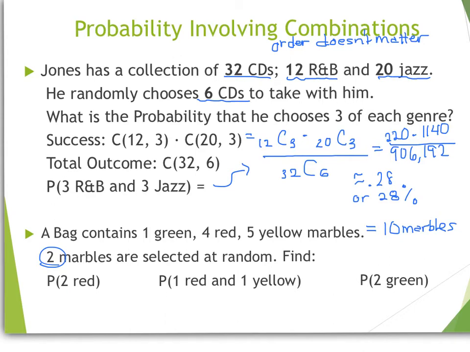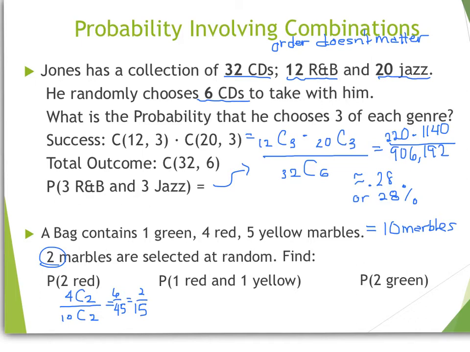So the probability of choosing 2 red, well, again, our success is going to be, of the 4, I'm going to choose 2 red, divided by, of the 10, I'm going to be choosing 2 of them. So when we work that out, you actually get 6 out of 45, which reduces to 2 out of 15. Okay, so that's the probability of choosing 2 red out of this bag.